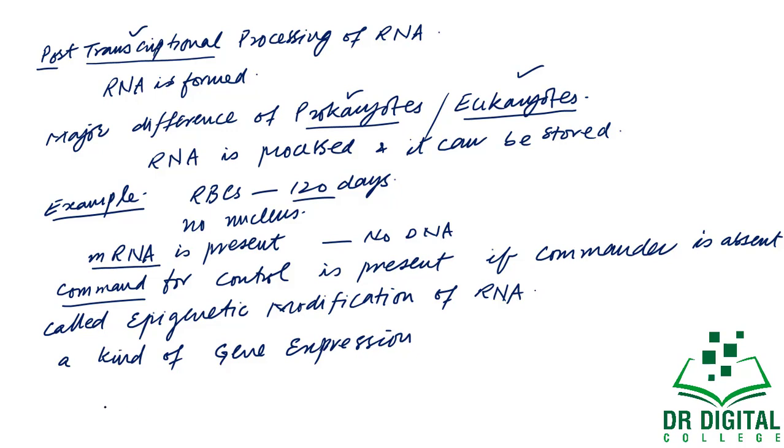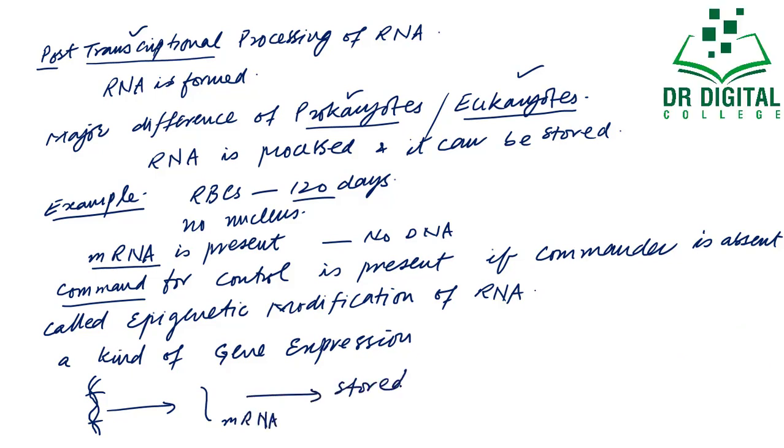Okay, so for example, this is the DNA. From here to here, this is mRNA formed. Now this mRNA can be stored, and after storage it can be processed, and after processing a protein can be formed. So this is a lengthy process, and I told that this process is present in eukaryotes. This process is very rarely present in prokaryotes.